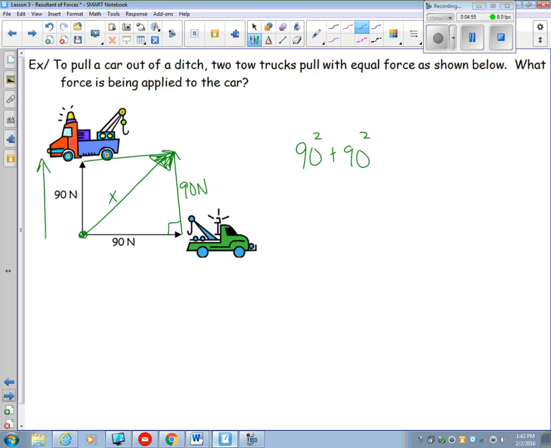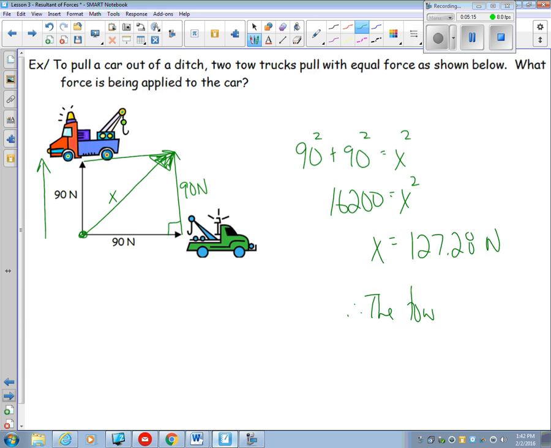90 squared plus 90 squared equals x squared. Okay, this gives us 16,200, and we square root that. And how much force is actually being applied? 127.28 newtons. The tow trucks are applying 127.28 newtons of force.